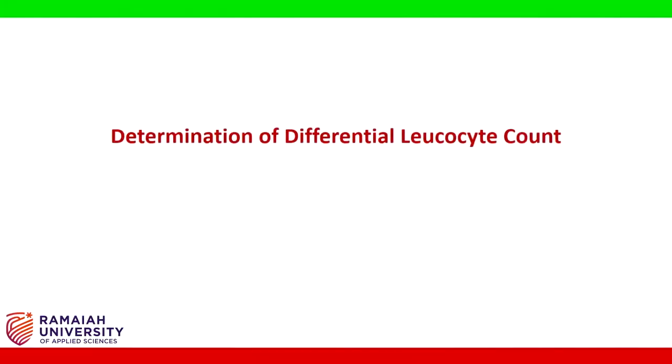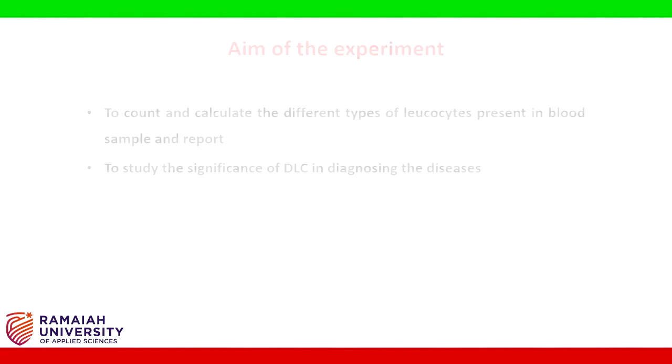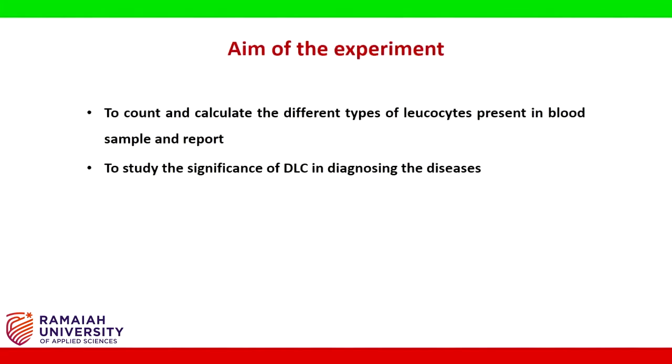Determination of differential leukocyte count. Aim of the experiment: to count and calculate the different types of leukocytes present in a blood sample and report, and to study the significance of differential leukocyte count in diagnosing diseases.